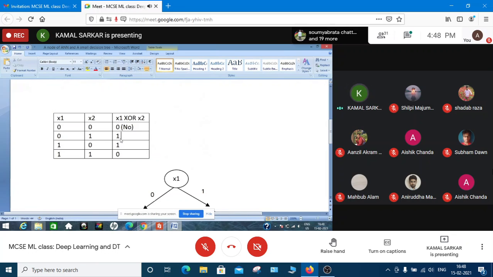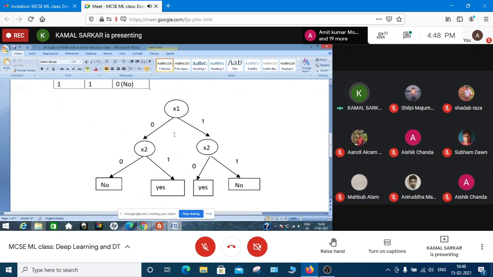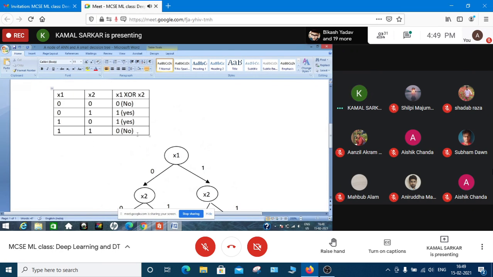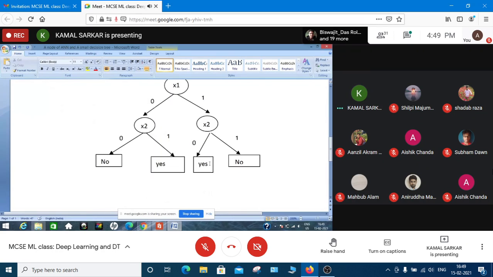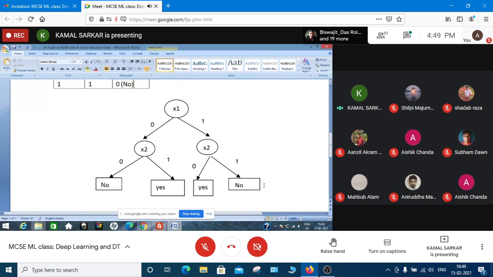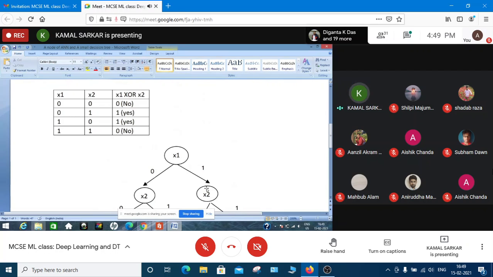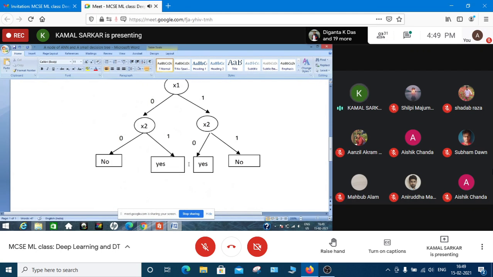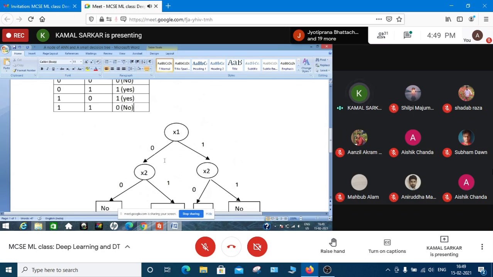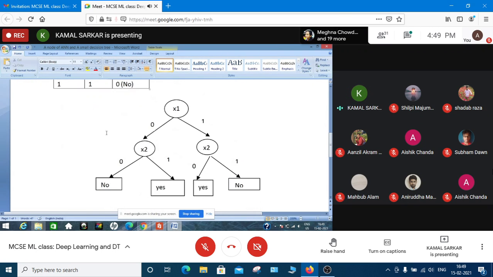You can represent this as a 1, as a yes. Whenever there is a 1 0, so x1 is 1 and x2 is 0, it is yes. So both are 1 and 1. So using a decision tree, it is actually nothing but a decision tree classifier. So using the decision tree, we can classify all these data points. And the XOR function can be implemented by the decision tree.